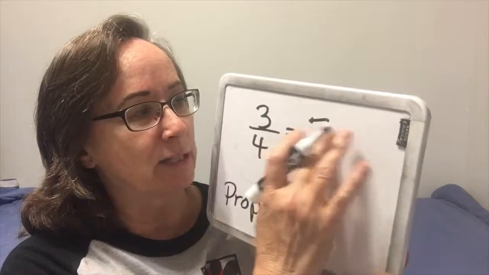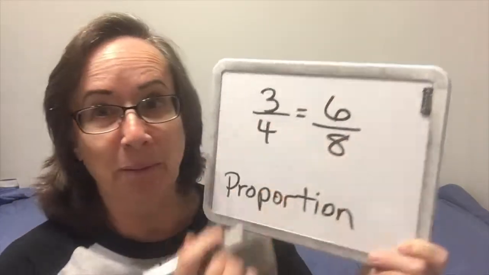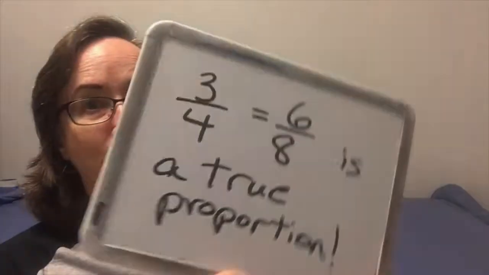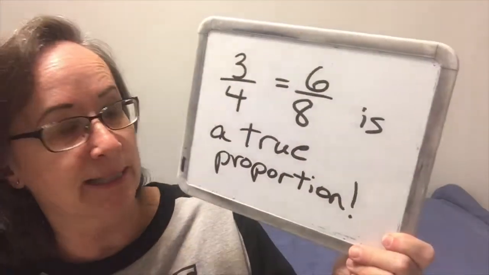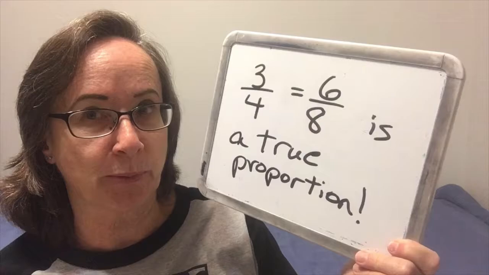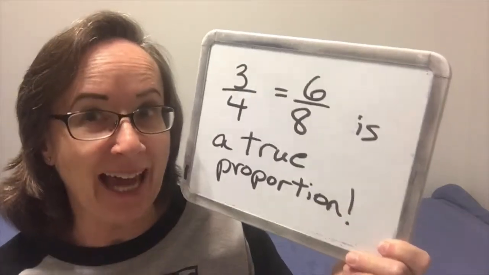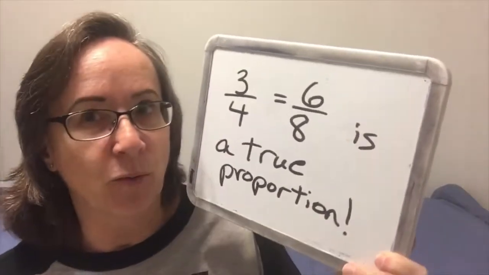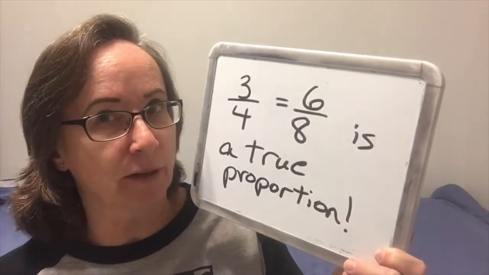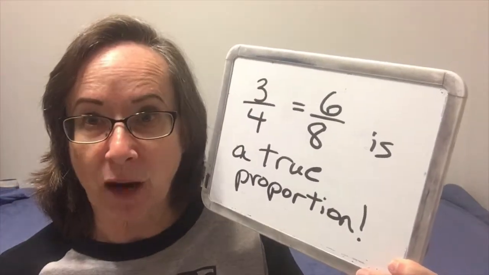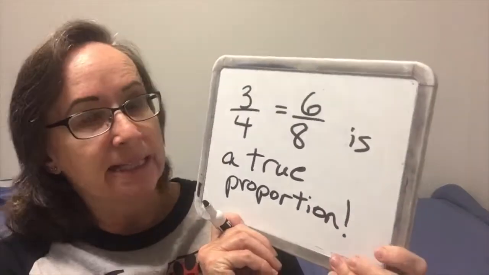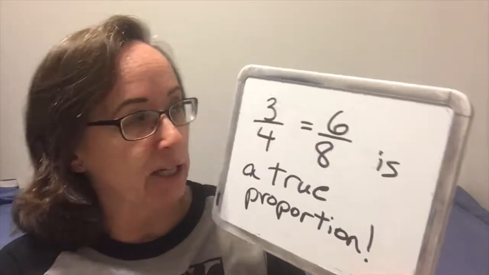I'm going to leave this one in its true state, though. I'm going to put the 6 back there. So 3/4 is equal to 6/8 is a true proportion. And the way we can check to see whether a proportion is true or false is by cross products. Okay, sometimes you call it cross multiplication.